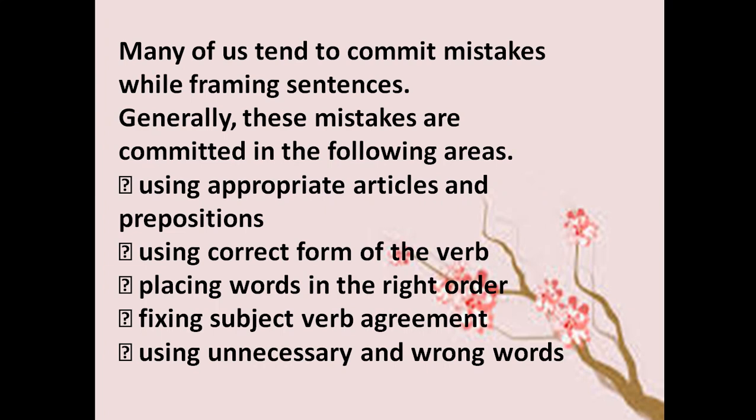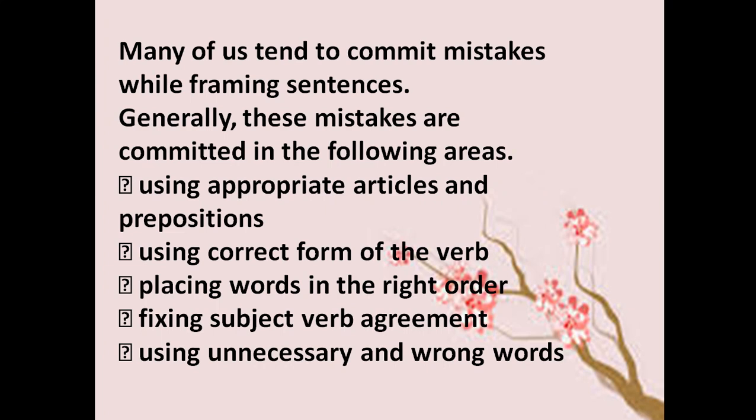Using correct form of the verb. Sometimes we are not aware of the noun form that is used, whether it is singular or plural. Whether we are aware or not, many times we commit simple mistakes in using the correct form of the verb. Placing words in the right order. Sometimes we use the subject at the end, predicate at the beginning. So the words are not in right order. They are jumbled.